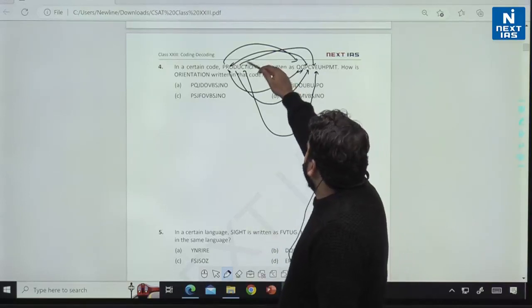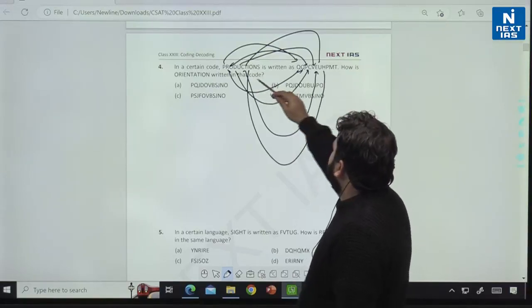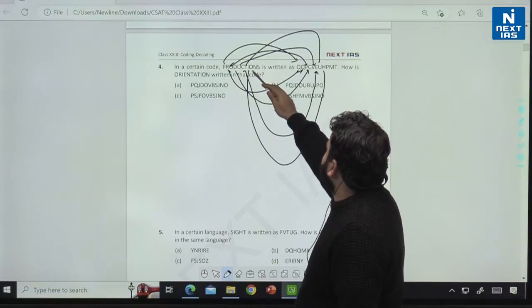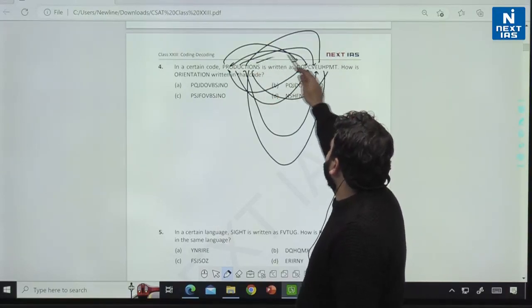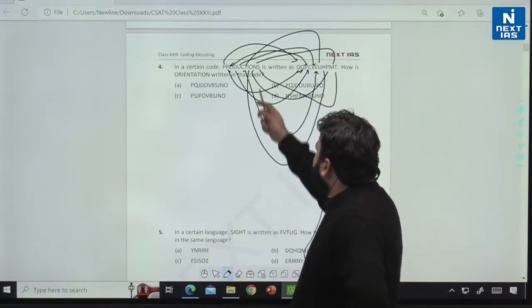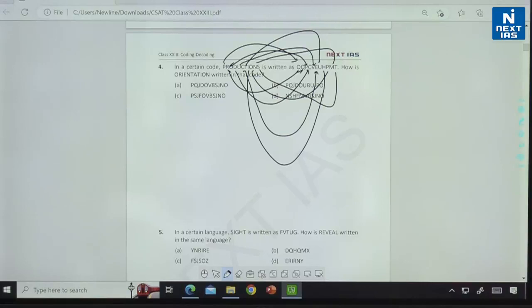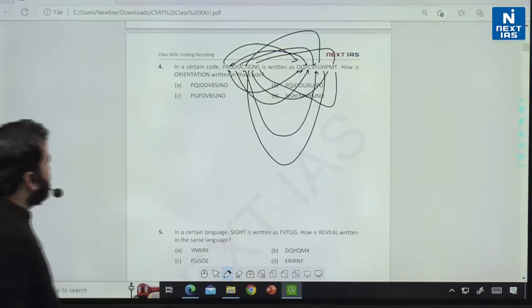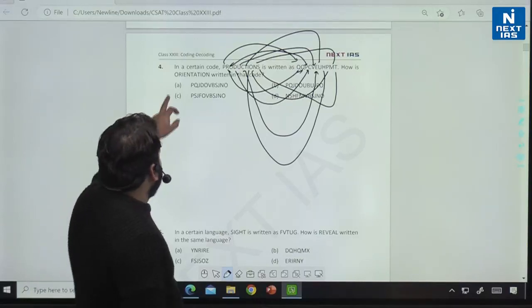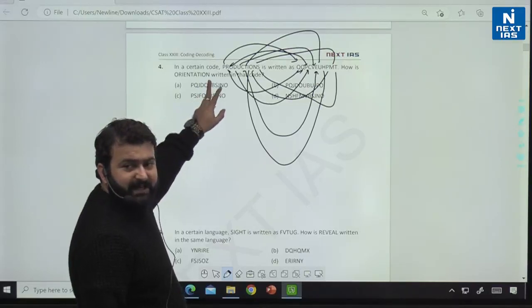Again, T is replaced by U, a letter ahead. I is replaced by a letter before. O is replaced by a letter ahead. N is replaced by a letter before it. S is replaced by a letter ahead of it. So remember, the middle term here was C. C is replaced by what? Two letters ahead of it. Is it clear? And the rest is alternate: a letter ahead, a letter before. So what is your answer? The answer becomes option A, because T will be replaced by V. Clear?